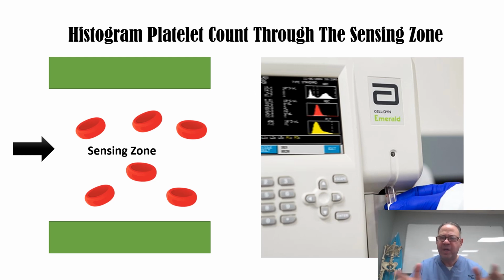I want to say to you that I have no conflicts of interest. I don't work for any of these companies whose information I'm presenting. This is just for educational purposes. But I want you to know this. This is what we call a histogram, in which a machine, once we put the blood tube inside, will determine how many white blood cells, how many red blood cells, and how many platelets we have.